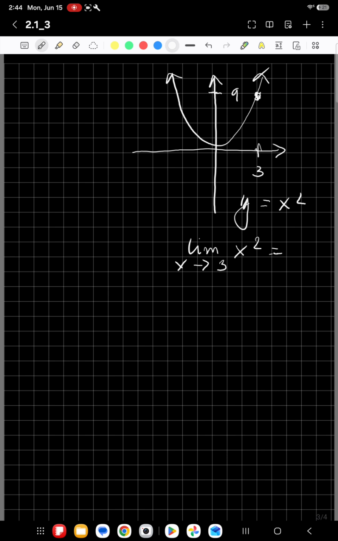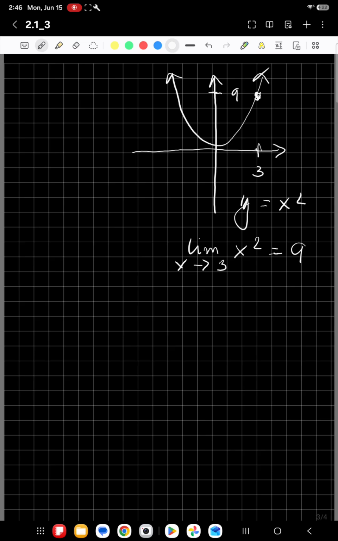So we're trying to figure out what value the function approaches when x is approaching 3 in this case. So the function is approaching 9. Okay. Let's look at another example. I don't have a graph here, but let me pause the video and try to find the graph.